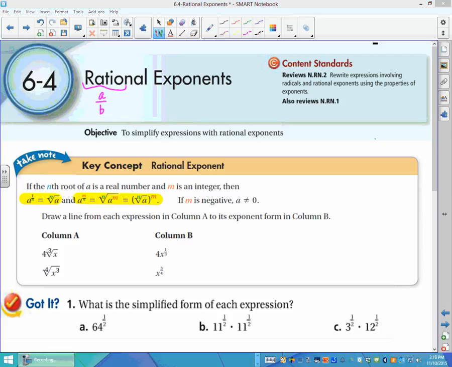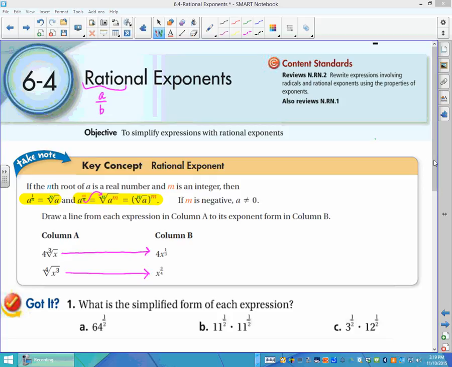Okay, so look at this example. It says draw a line from each expression in column A to its exponent form in column B. One of the things that might help you remember, when you're going back and forth, is that m is on top and it is the exponent, so it will stay the exponent. Whatever is on the bottom is what becomes my index. So the one that's a cube, that's my index, and that has to go on the bottom. So I'm going to have a 3 on the bottom, which means that this one is going to go here, and that's got an index of 4, and the 4 is going to go on the bottom. So that's what's going to go there.